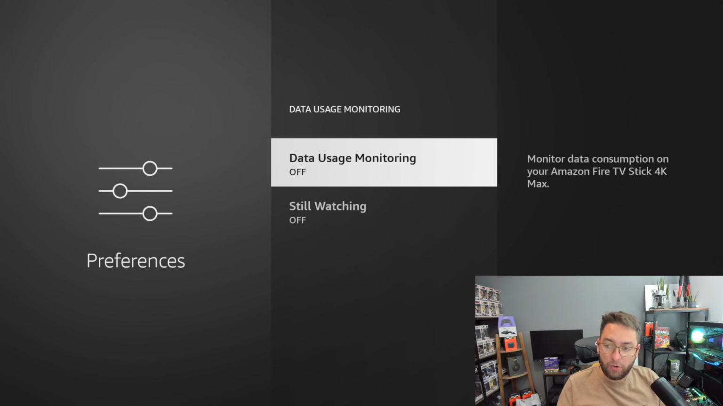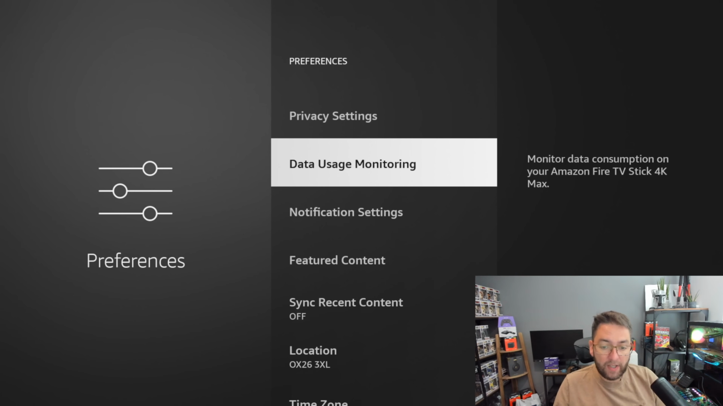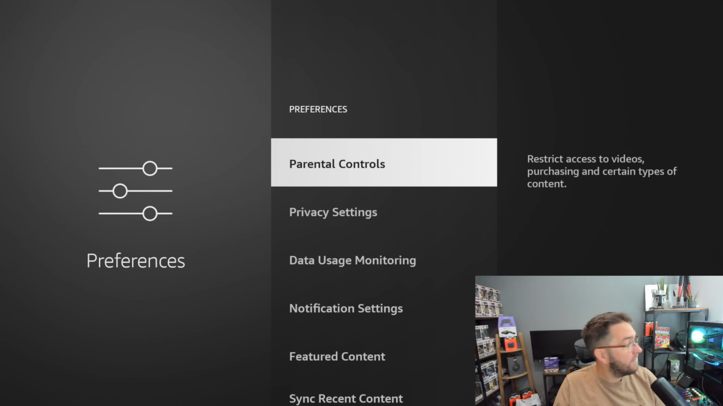Monitor data consumption on your Amazon Fire Stick 4K Max. This is only useful if you're on a data plan. So for instance, if you ran your Fire Stick through mobile data or 4G, or if you had a data limit on your internet, then you can maybe keep it turned on so you can monitor it. But for most places where you've got unlimited data at your house, you can turn that one off. Okay, the rest were fine. The rest were as they should be, and I'm glad about that.